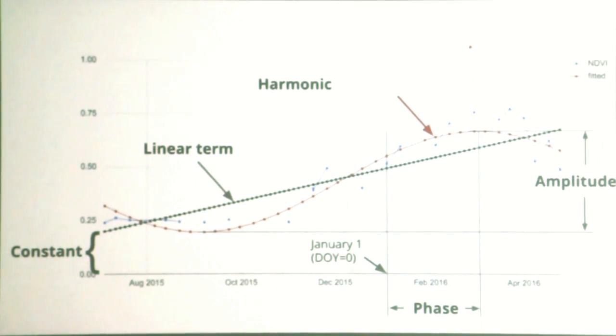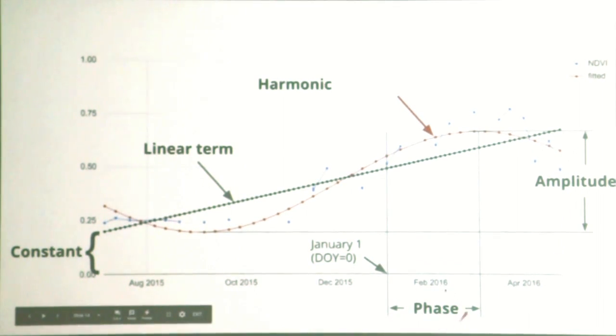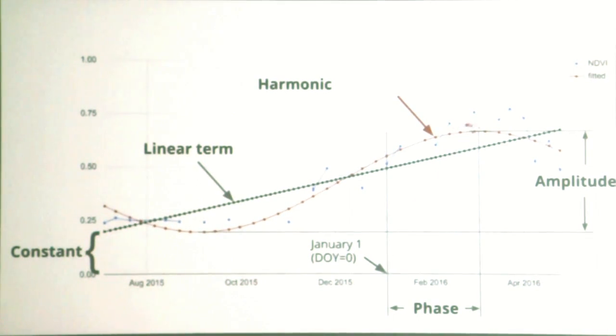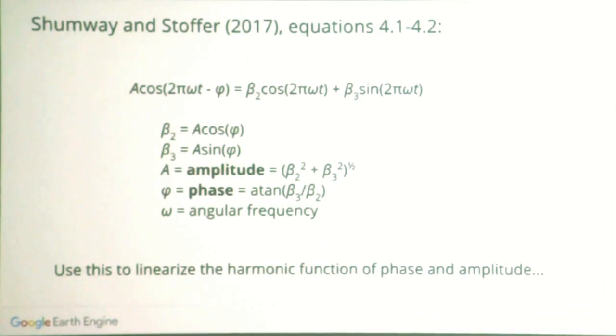The other thing I'd like to point out here is that this red harmonic model has an amplitude, and it has a phase, and the phase is relative to the first of the year. So the time at which this thing is peaking is the phase of that function, which might be important if you're looking at something like crop type or forest type. Okay.